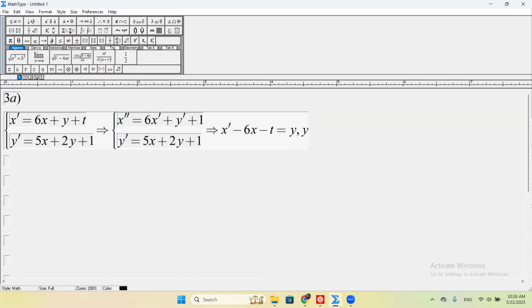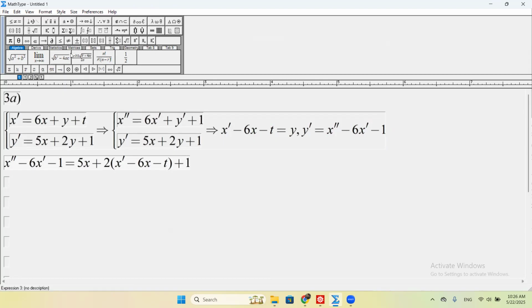And y prime equals x prime twice minus x minus 6x prime and minus 1. Now, substituting these expressions into the second equation. So substituting y prime, it equals 5x plus 2 expression for y and plus 1.